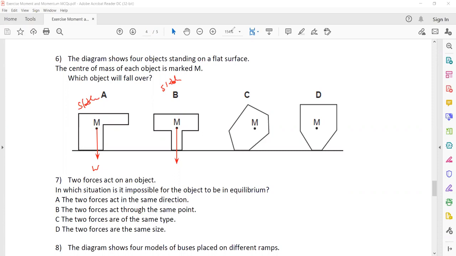But when you check C, it is not passing through the base of the object. So what happens to this object? This object will flip, or this object will topple. And option D, when you show the direction of the weight, it is passing through the base. So if the weight is passing through the base, the object will be stable. If it is not passing through the base, the object will be unstable, or the object will topple.